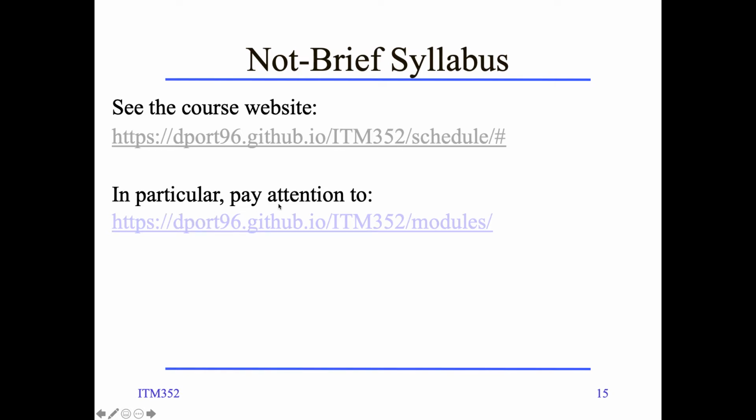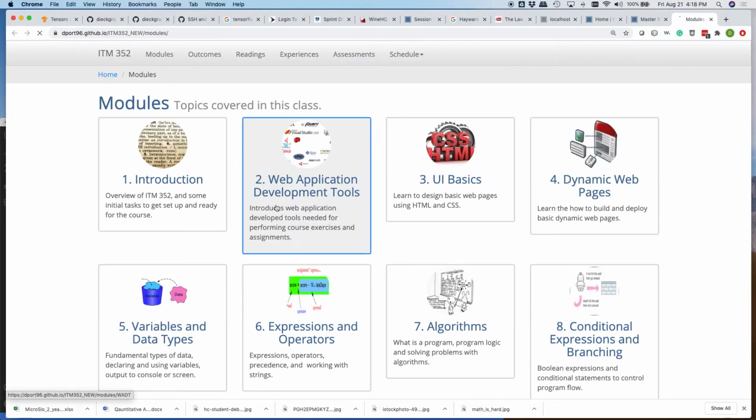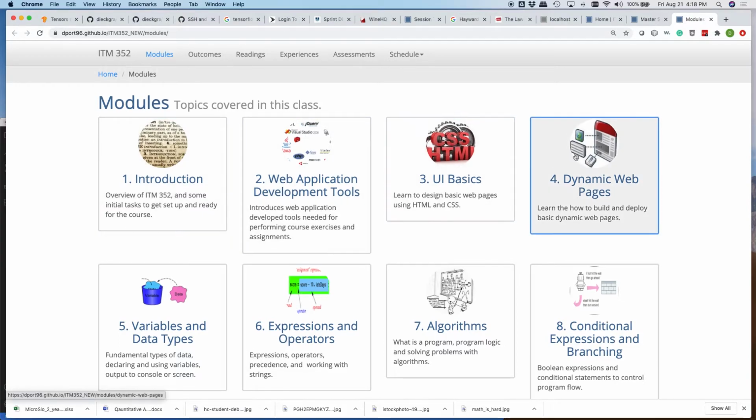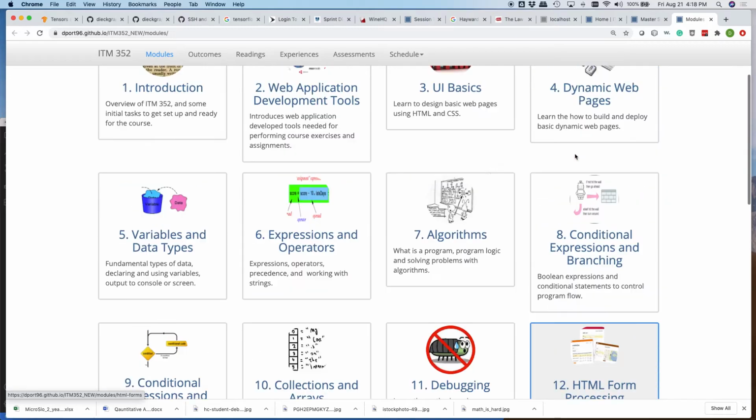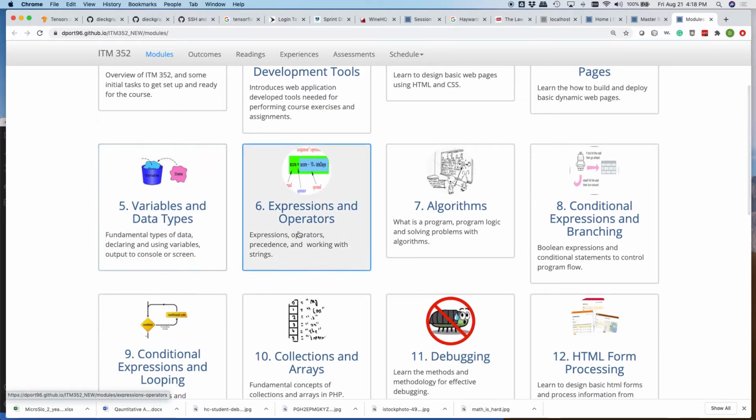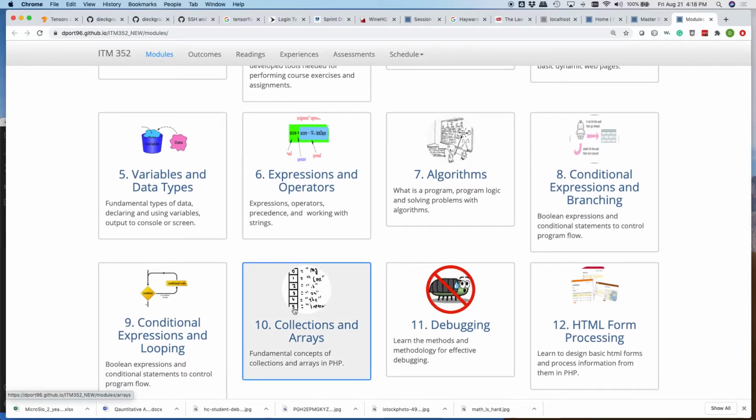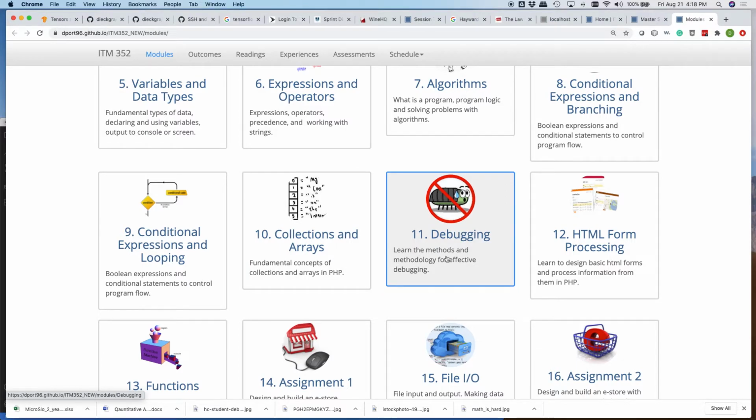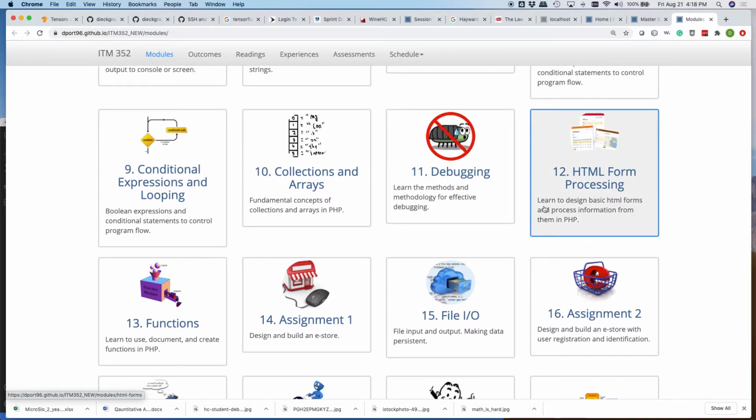You also want to take a look at the modules. If we go to our class website here, you can see that we'll have a number of different modules that we cover during the class. Here's the whole thing, starting with web application development tools, as we'll do later this week. Looking at user interface basics, dynamic web pages. Then we learn the basics of programming: variables, expressions, algorithms, branching, arrays. Talk a little bit about debugging, and then we'll do form processing to build applications.